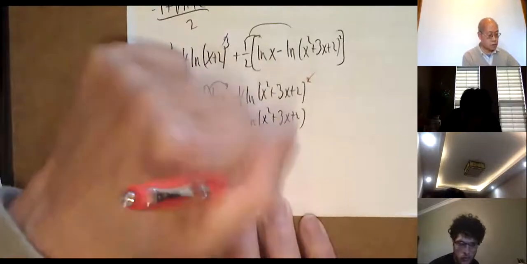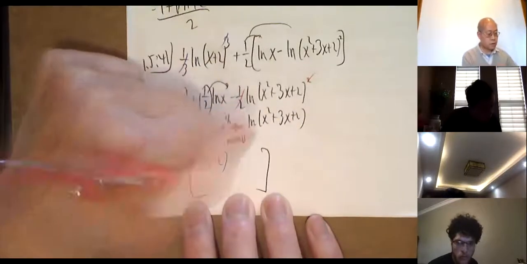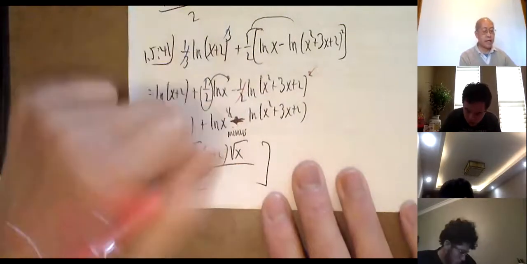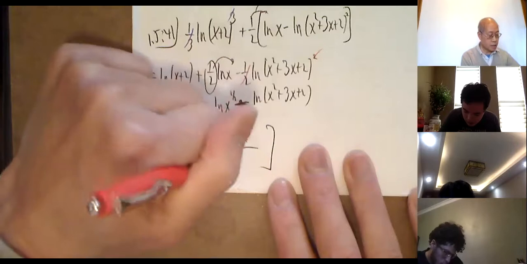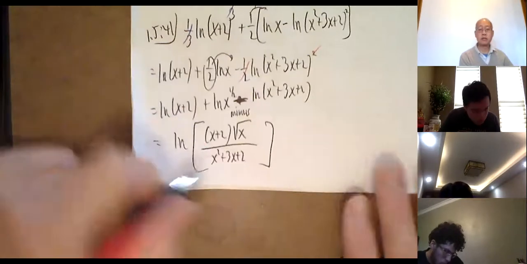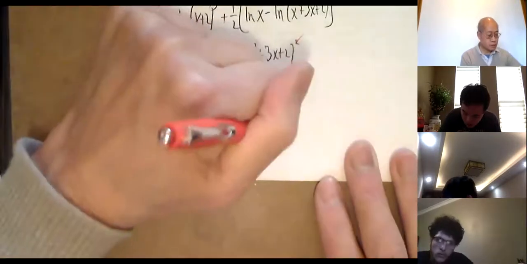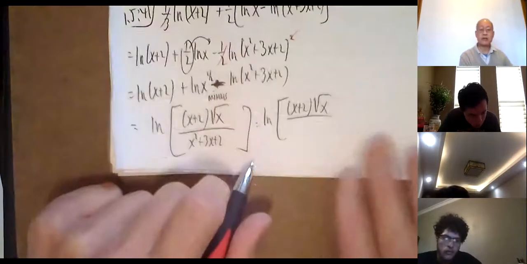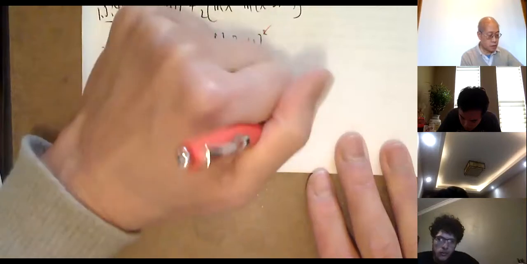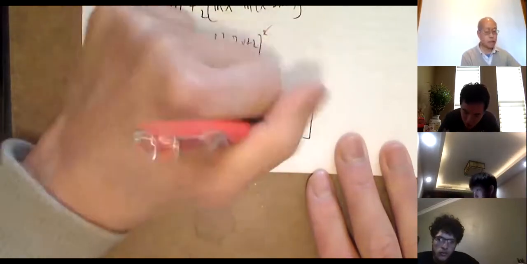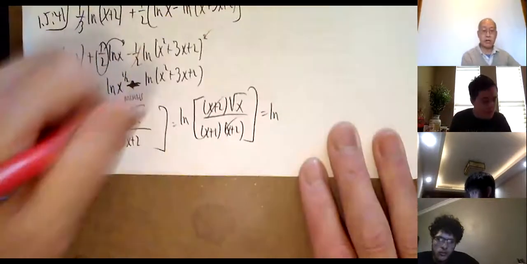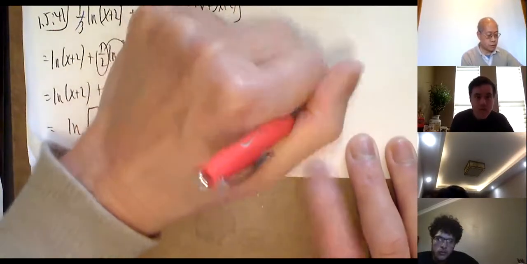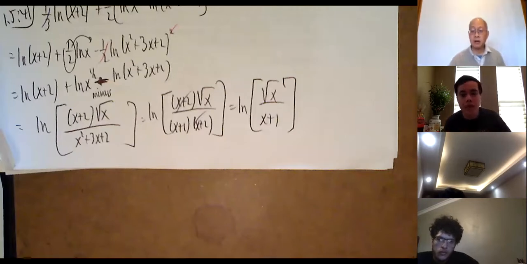Okay, so ln (x plus 2). Since this is a plus, I multiply x to the 1/2, which means radical x. And since this is a minus, I divide by x squared plus 3x plus 2. This further factors: x plus 2 radical x over (x plus 1)(x plus 2). Cancel, cancel. So the final answer is ln of radical x over x plus 1, like that.